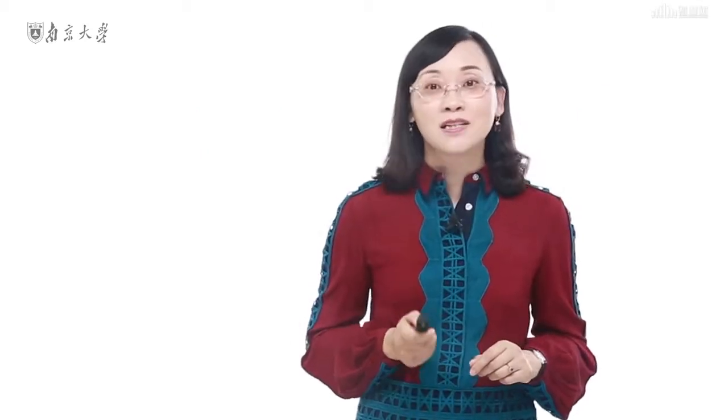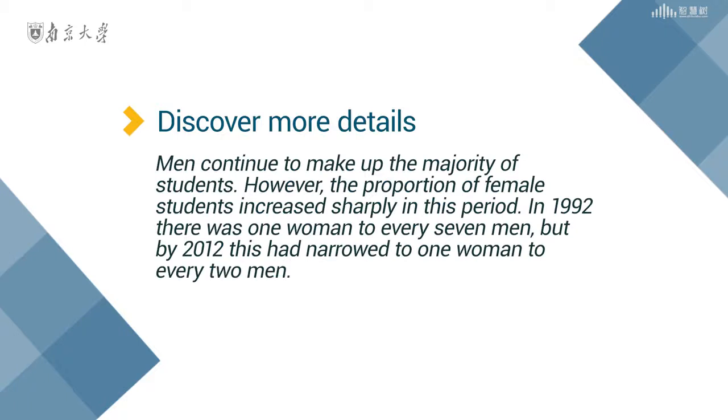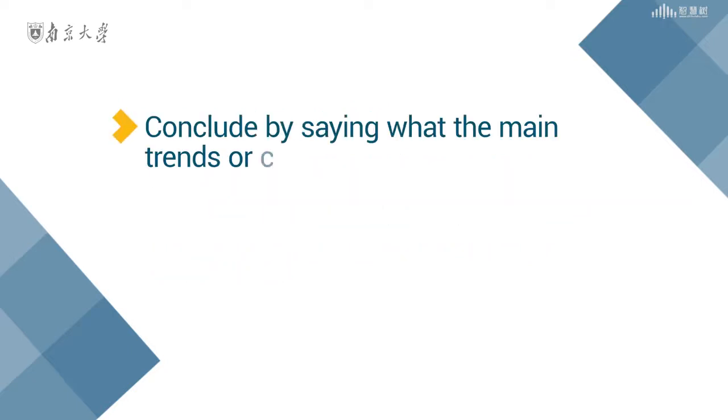Then, you may discover the proportion of female students increased sharply. The description could be in this way. Men continue to make up the majority of students. However, the proportion of female students increased sharply in this period. In 1992, there was 1 woman to every 7 men, but by 2012, this had narrowed to 1 woman to every 2 men. Finally, conclude by saying what the main trends or changes are.